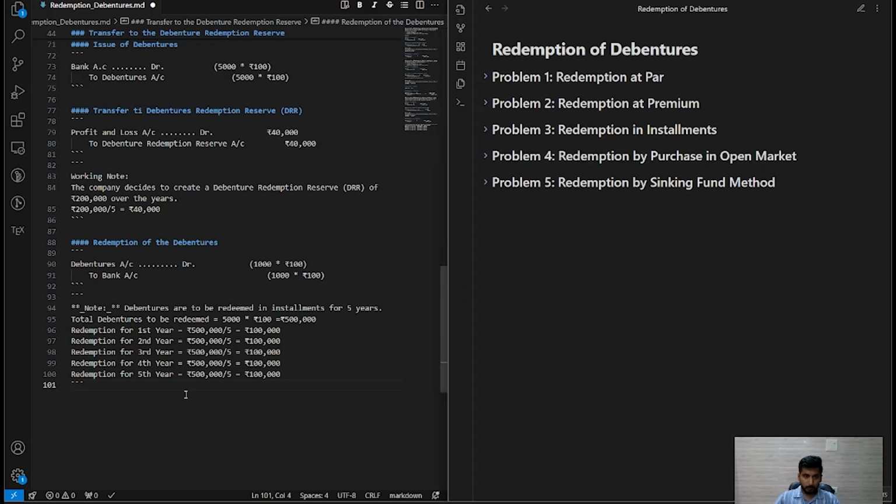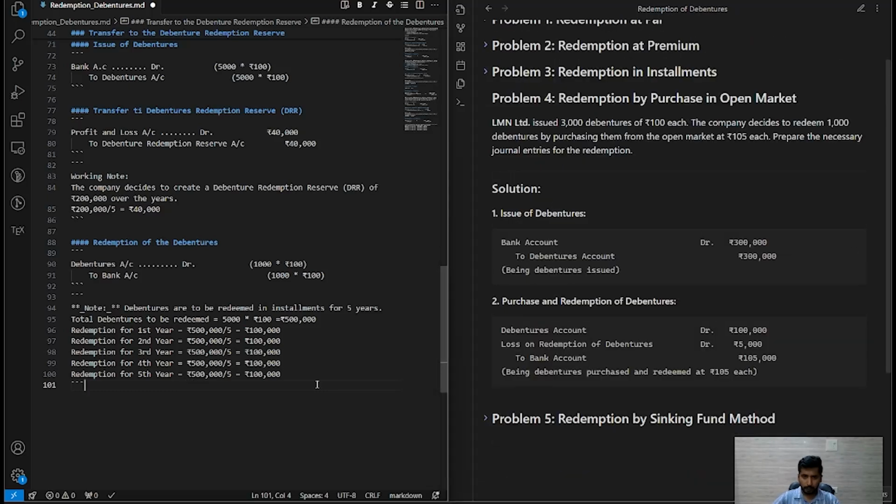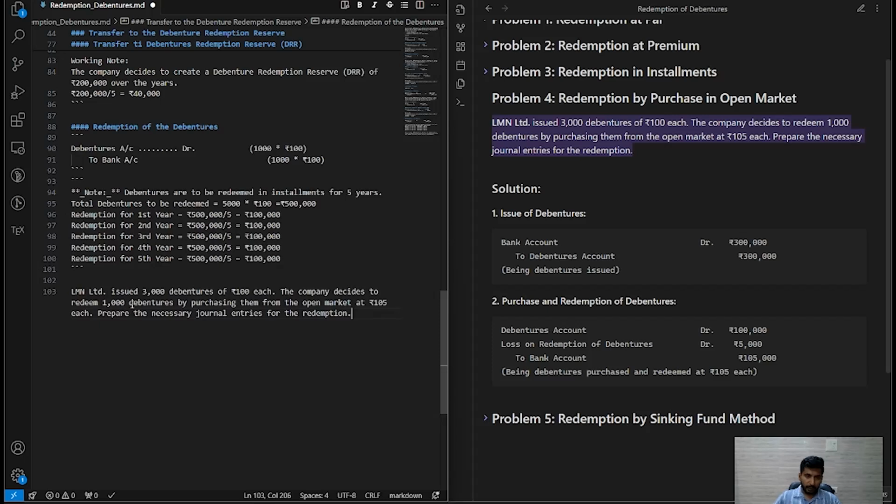Let us move on to the next problem, problem number 4: redemption by purchase in the open market. What will happen if you redeem your debentures by purchasing in the open market? LMN Limited issued 3,000 debentures of rupees 100 each. The company decides to redeem 1,000 debentures by purchasing them from the open market at rupees 105 each. Prepare the necessary journal entries for the redemption.